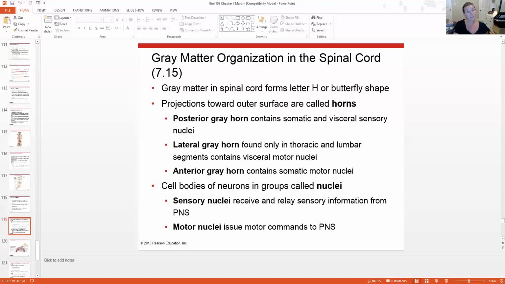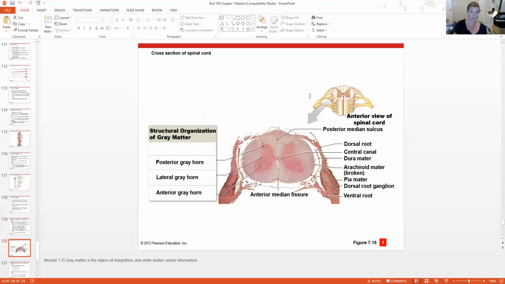The cell bodies of the neurons are called nuclei, again, because we're in the central nervous system. You have the sensory nuclei. These are receiving and relaying information from the peripheral nervous system up into the brain, and then the motor nuclei, which are issuing commands out to the peripheral nervous system.